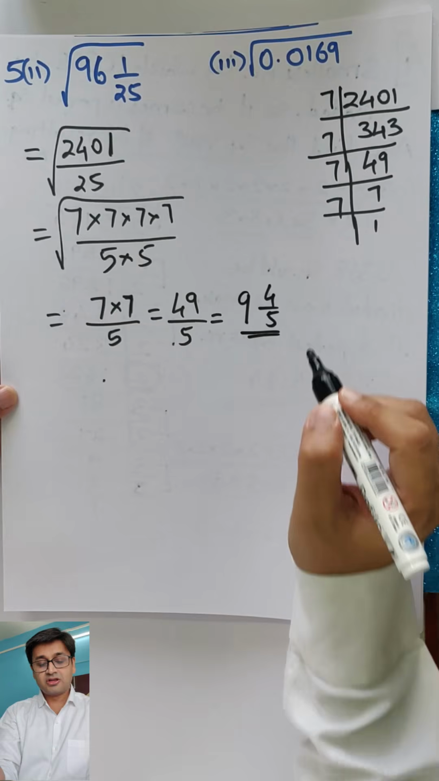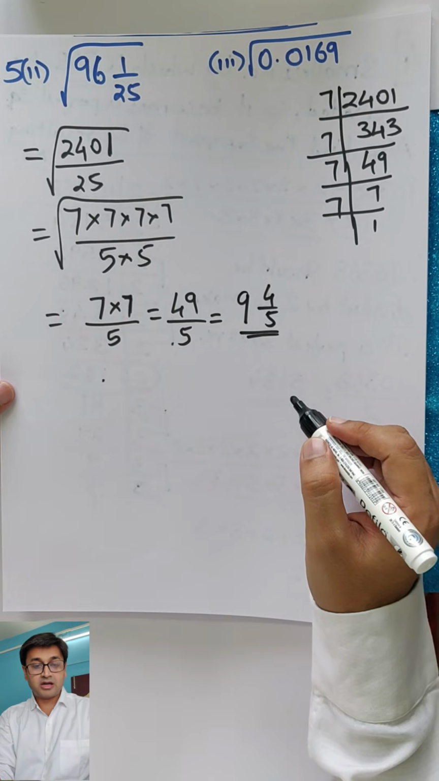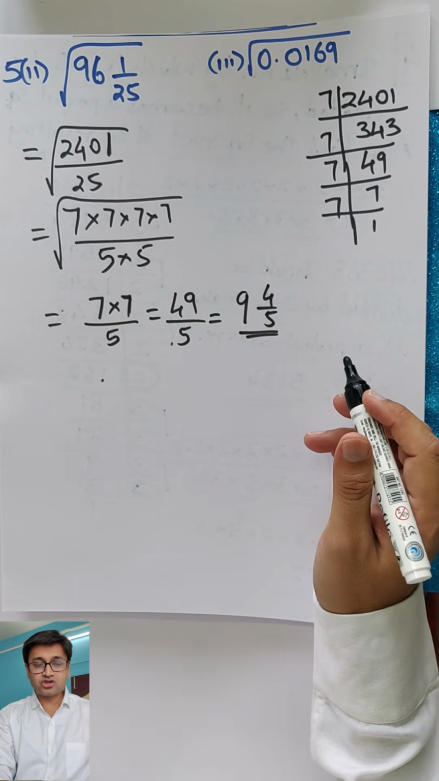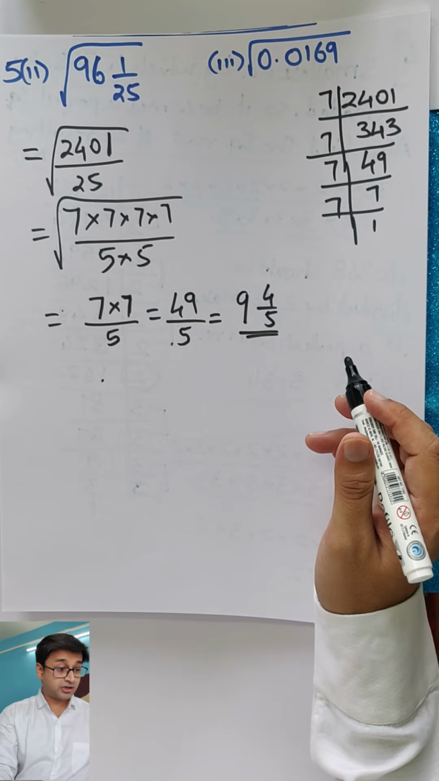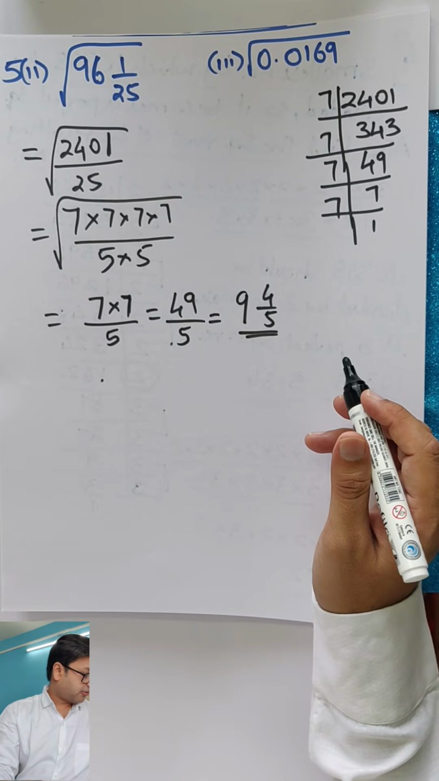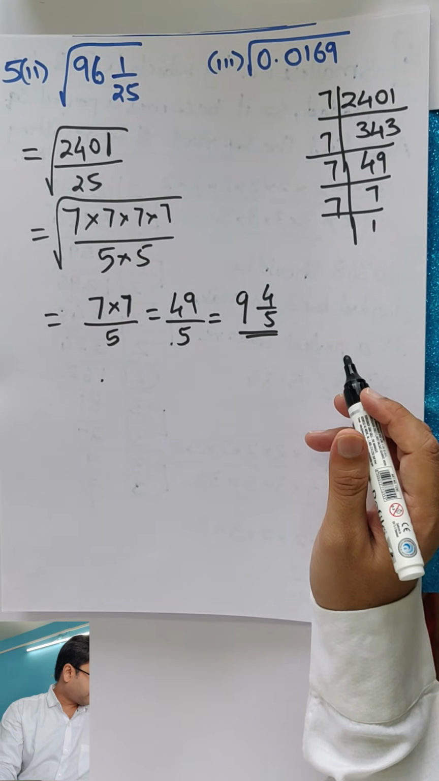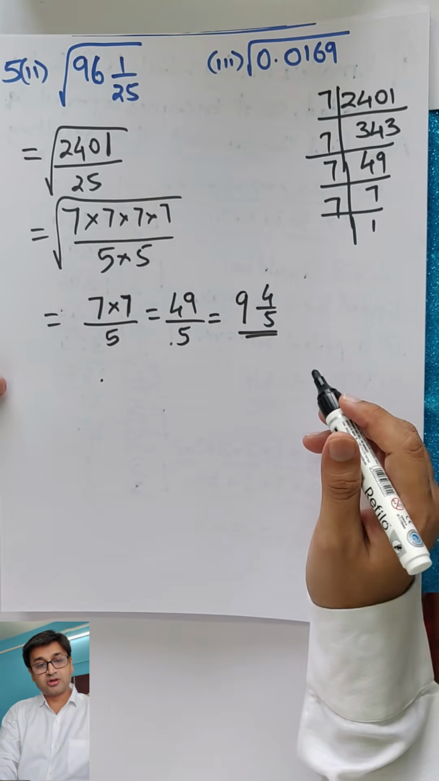5 nines are 45, so 9 and 4 by 5. That should be your final answer. I don't know whether it is correct. Can I just check, cheat, so that I am sure I am not teaching you anything wrong. This is sum number 5 part 2. It's perfect. Let's go to the next one.